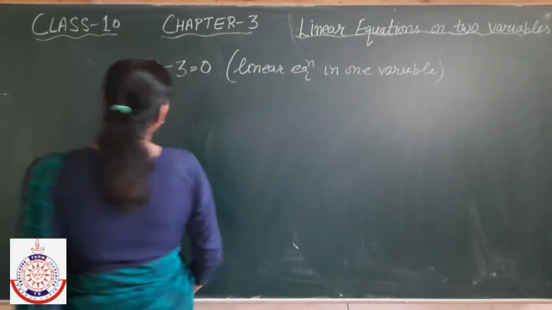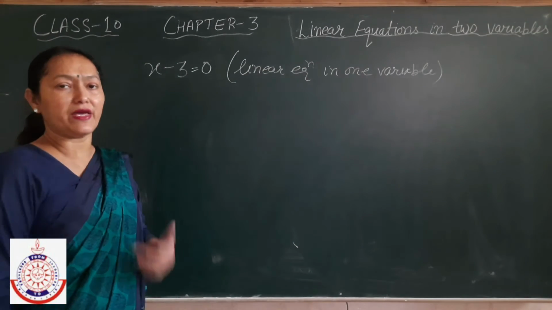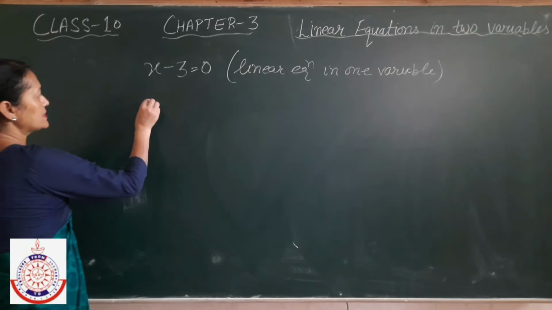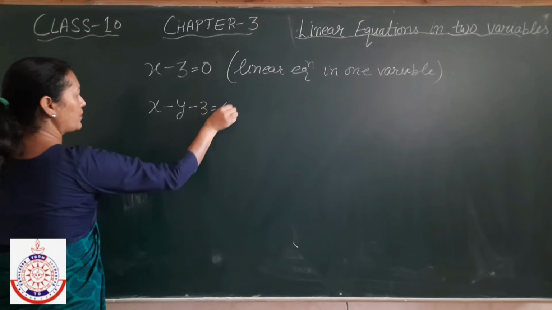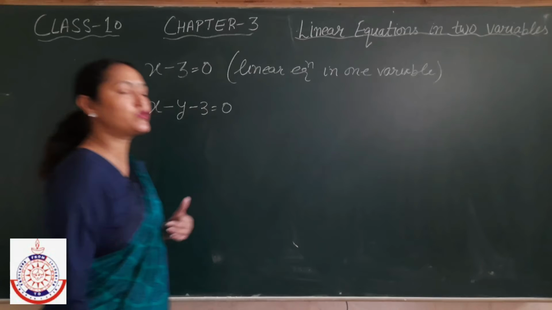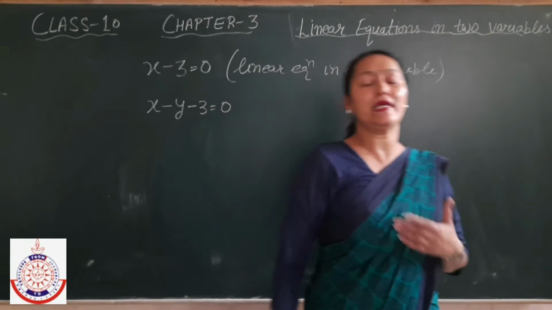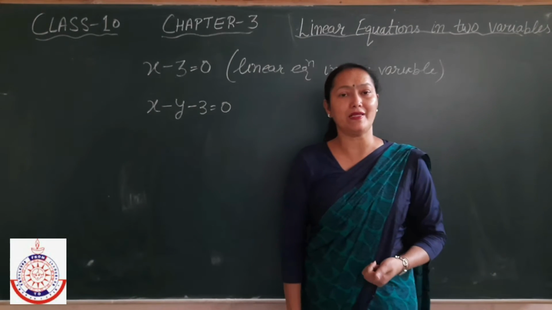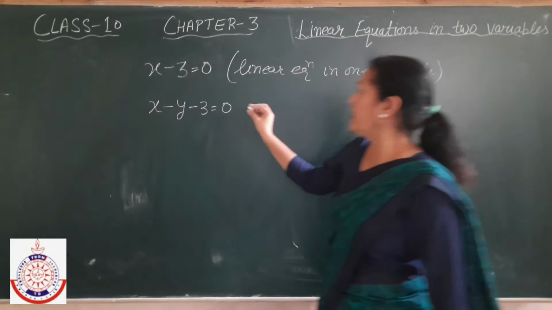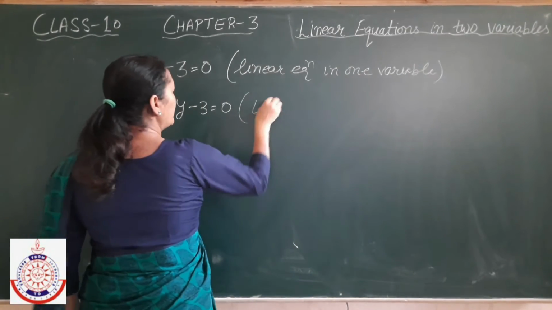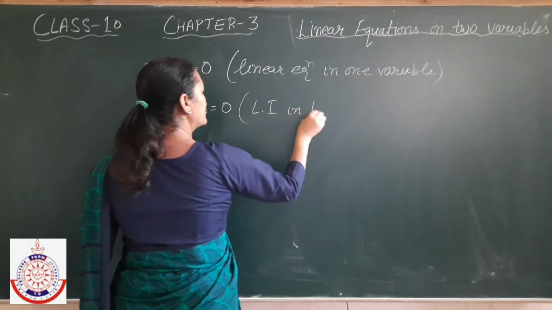But if I add one more variable, say y, and write it like this, say x minus y minus 3 is equal to 0. Now here I am having two variables. So this is linear equation in two variables where degree of variables is 1.